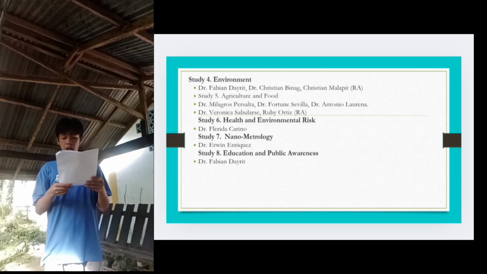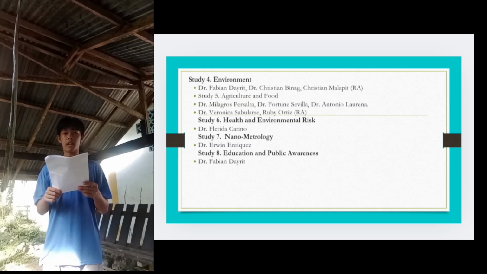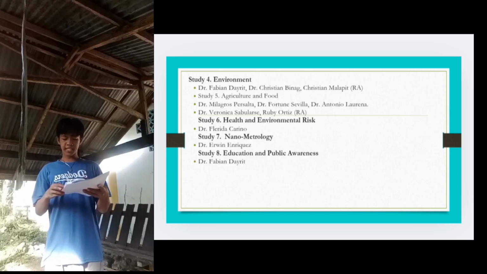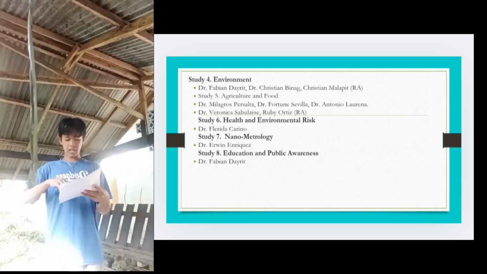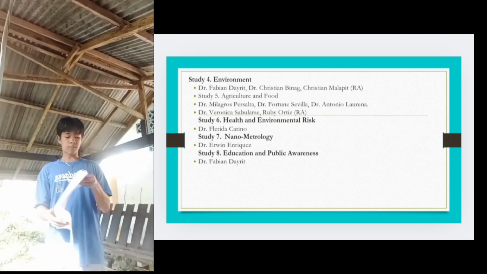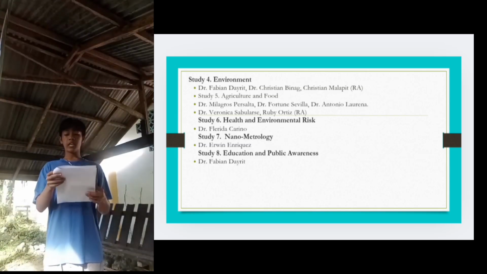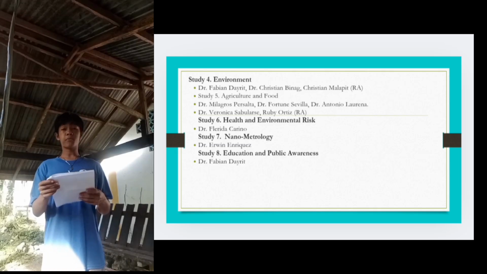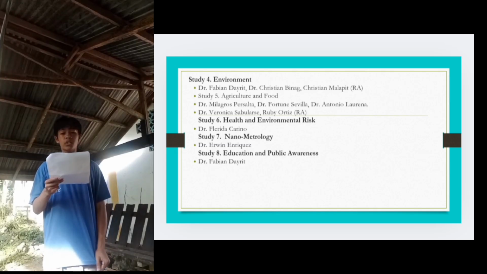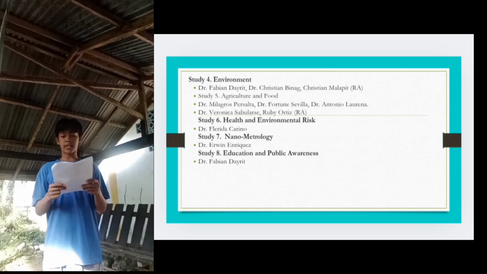Study 5, Agriculture and Food. The researchers are Dr. Milagros Peralta, Dr. Fortune Sevilla, Dr. Antonio Laurena. So they work on improving food safety, crop growth, and preservation through nanotechnology. Example, they are using nanofertilizers to help plants grow healthier or nano-packaging to keep food fresh longer.